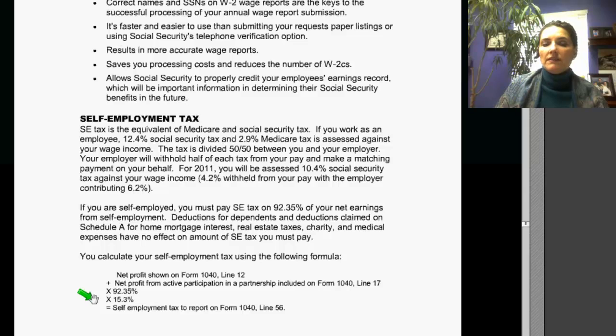Now for 2011 only, this 15.3% figure is dropping to 13.3% because of the 2% reduction in Social Security tax for employees. And if you're self-employed, you get it on your half, or the employee half, of the Social Security tax that you're paying.